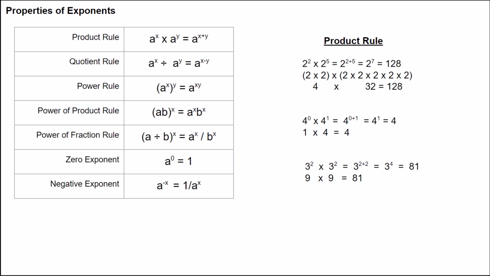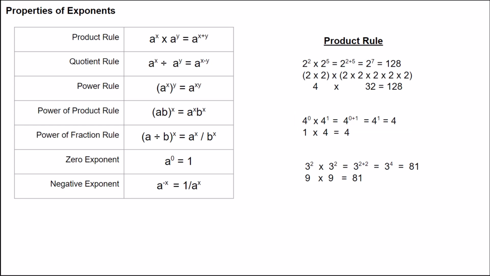Let's take a look at another problem, and we'll talk more about terms raised to the power of 0. But for now, let me just say that any term raised to the power of 0 is 1. So here we have 4 raised to the power of 0 times 4 to the 1. So by the product rule, we know that this should equal 4 to the 0 plus 1, or 4 to the 1, which is equal to 4.